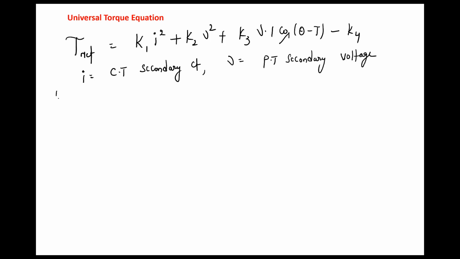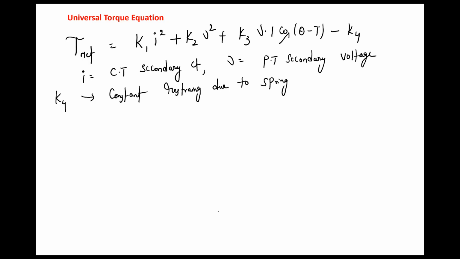K4 is the constant restraining torque due to spring or any other mechanism. So this is the universal torque equation. By making some constants zero or by changing the polarity of a few constants, you can obtain any relay torque equation.